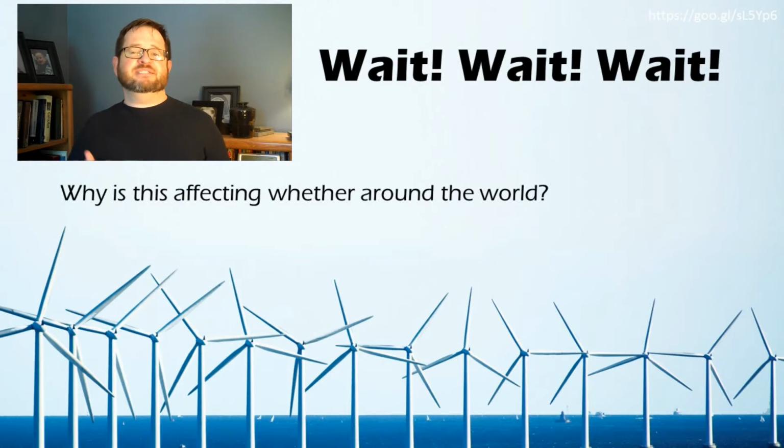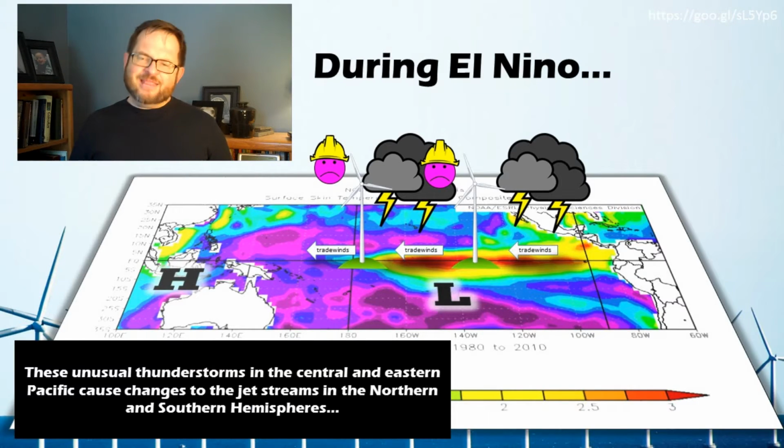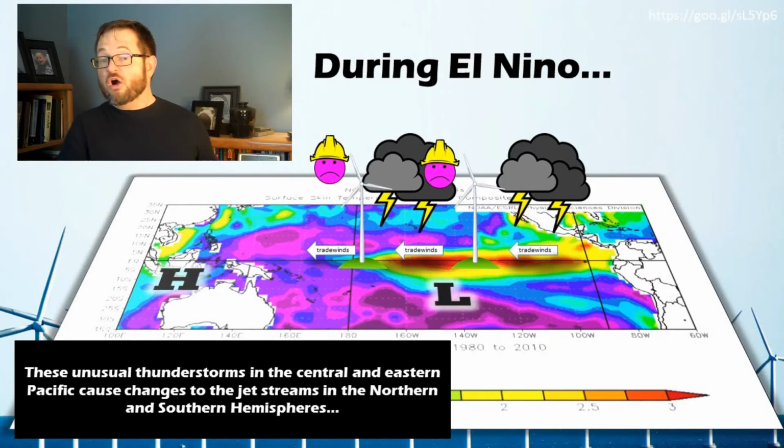But actually, it makes differences to the weather all around the world. And what causes it to have impacts all around the world, believe it or not, is those strange thunderstorms. Well, they're not strange, they're just unusual in where they are.